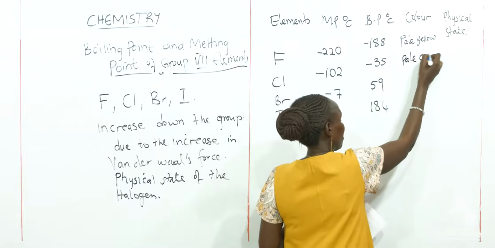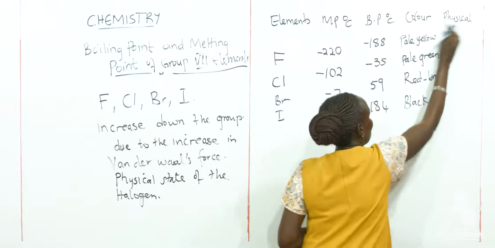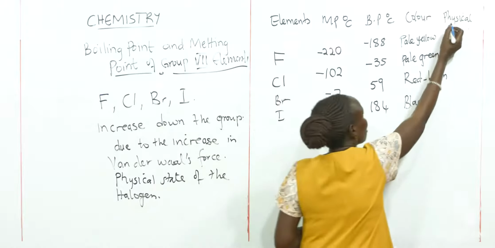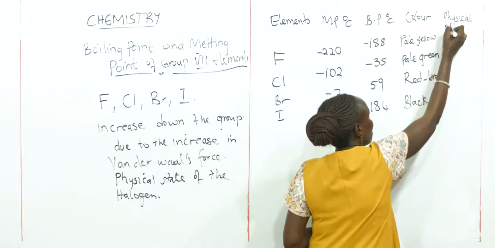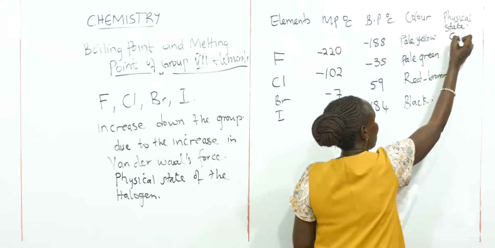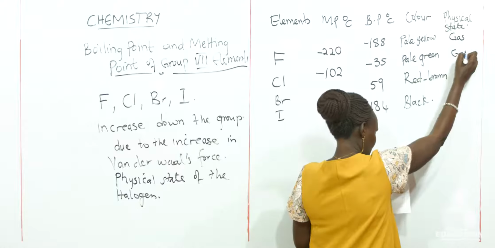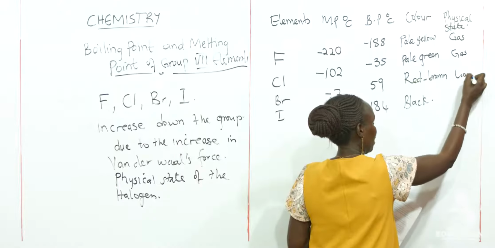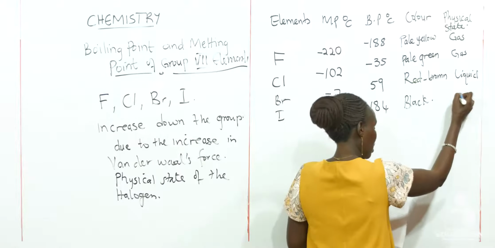So here this also shows that it is affected by the increasing strength of the van der Waals force. We are going to see also the physical state of these elements, as it is much connected to the boiling points and the melting points. The first one is a gas, the second one also a gas, the third one is a liquid, and the last one is a solid.